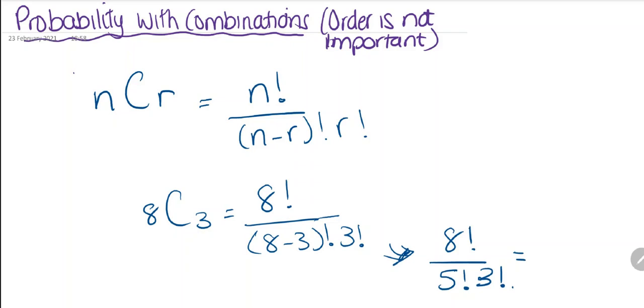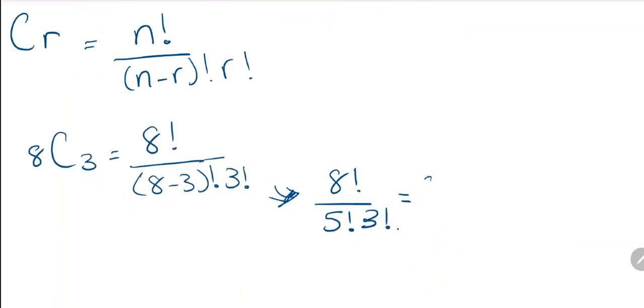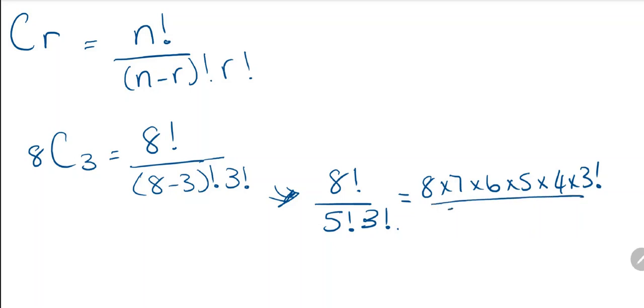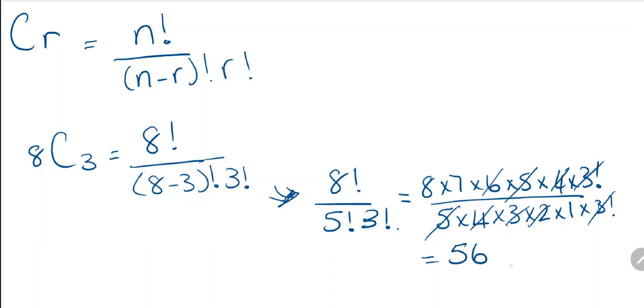And if we work this out, this would be 8 times 7 times 6 times 5 times 4 times 3 factorial, over 5 times 4 times 3 times 2 times 1 times 3 factorial. So the 3 factorials cancel, the 4 cancels, the 5 cancels, 3 times 2 is 6 cancels. So we're left with 8 times 7, which is 56. And this is 56 combinations.